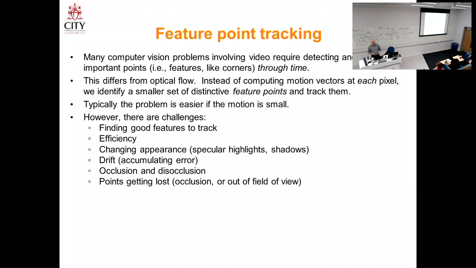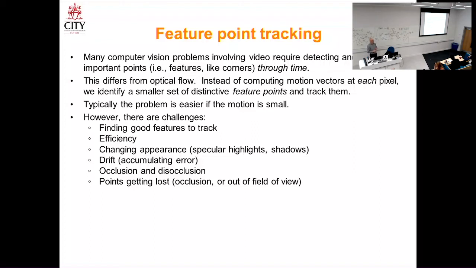This is a little bit different than optical flow. In optical flow, you want to compute these motion vectors for every pixel. But in this problem, we're only going to find a small number of points to track. And we want points that are very reliable. As mentioned earlier, these tracking problems are a little bit easier when the motion is small. But even if we have small motion and we're trying to deal with a small number of robust points, there's still a lot of challenges here.